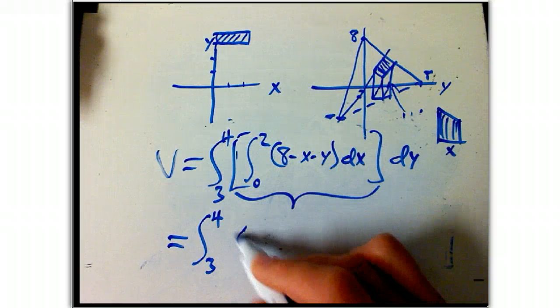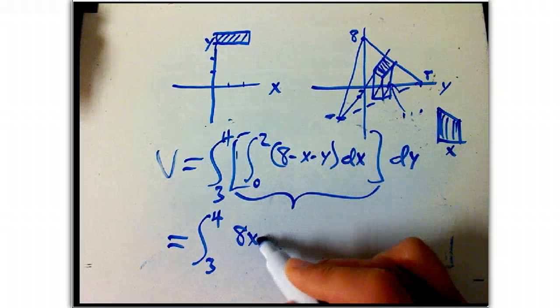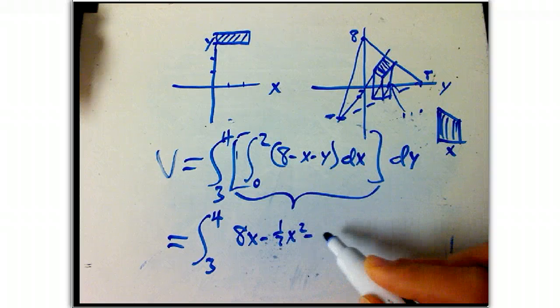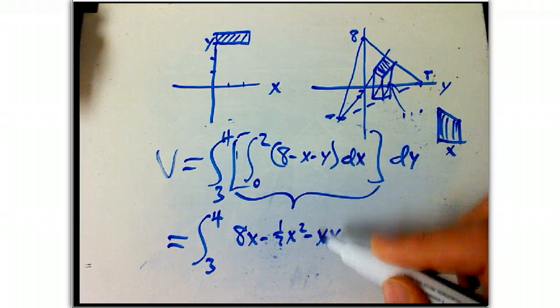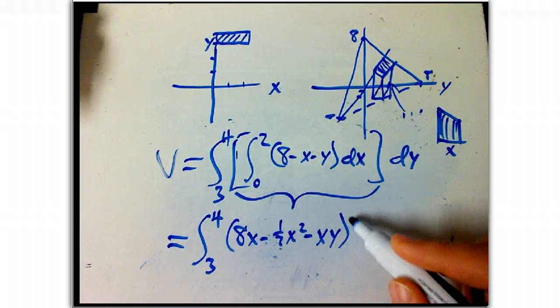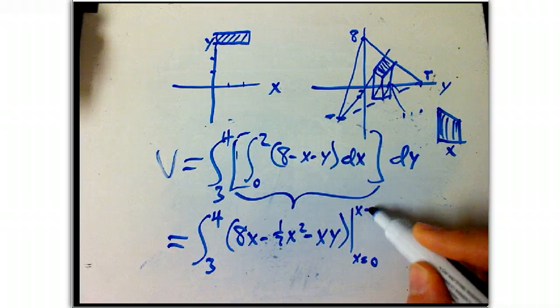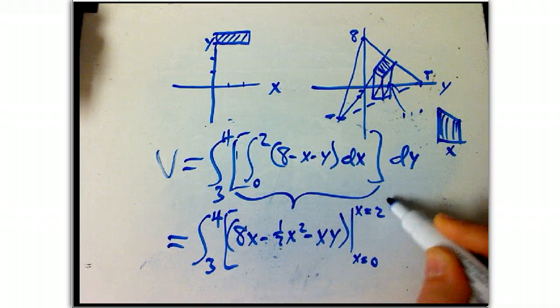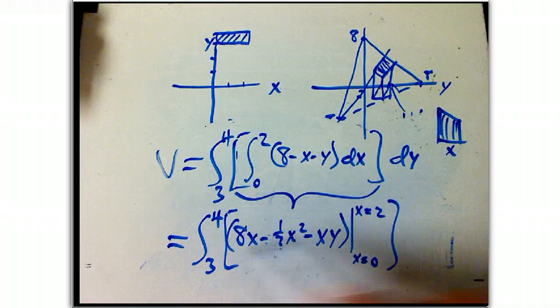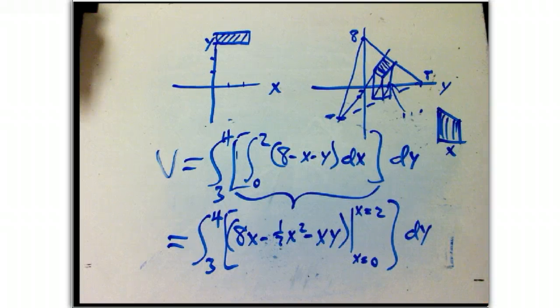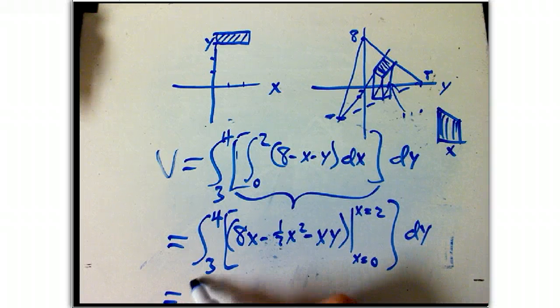So this is going to be 8x, because that's the variable, minus 1/2 x squared minus xy, because y is a constant, and then it's times x. And then that's going to be evaluated from, and I'm going to put x equals, really be careful. You don't usually put the x equals, you don't usually put the brackets, but we'll do that for right now.